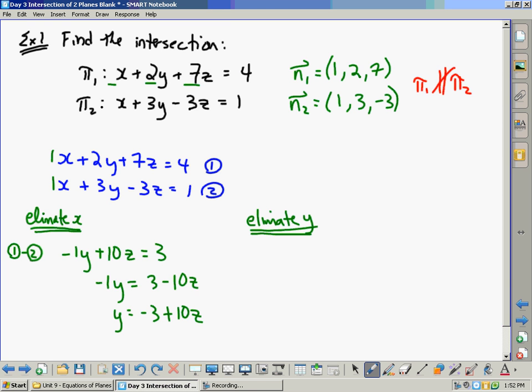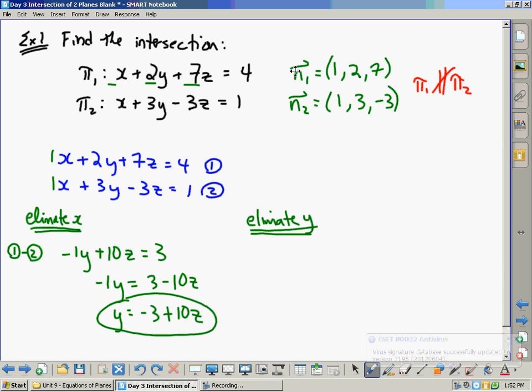I'm going to come back to that in a second. But I have at least part of my answer. We have y equals. We're going to need an x equals, and then later we'll need a z equals, and then it'll look like parametric. Okay, so I eliminated x and solved for y.